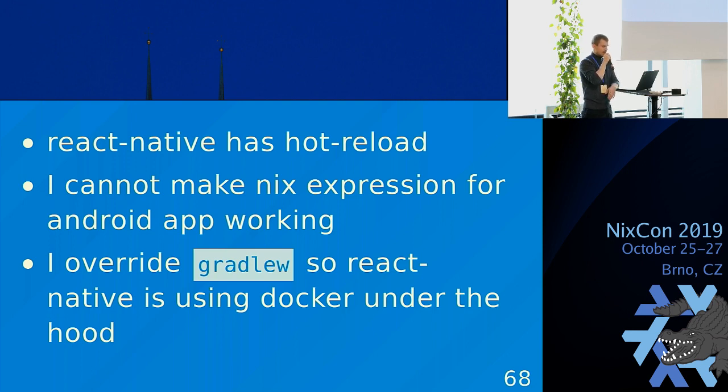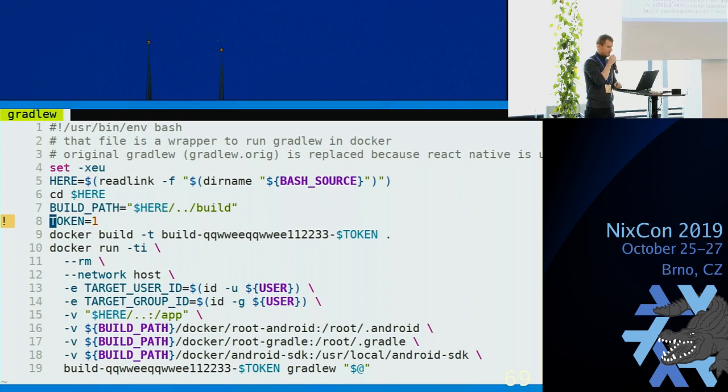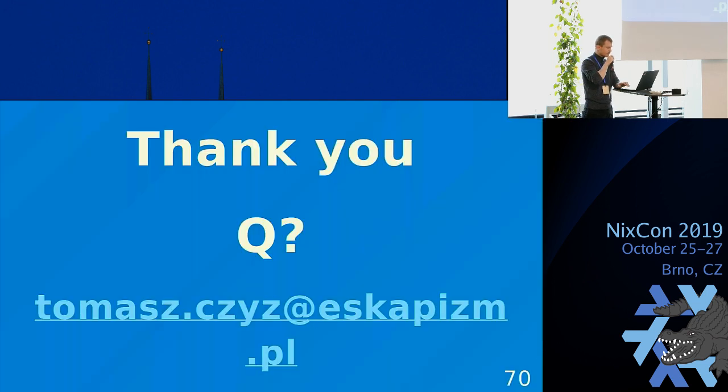I said, okay, let's use Docker for this part. What I did is overwrite their internal tool inside the directory to start my React Native server inside Docker, which is this. So if I run React Native, it runs Gradle W, and then it builds stuff in Docker, mounts local directories, so the code is included and stuff. And I think that would be it. Thank you.